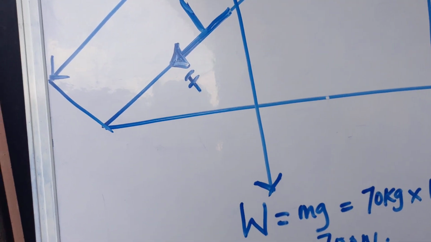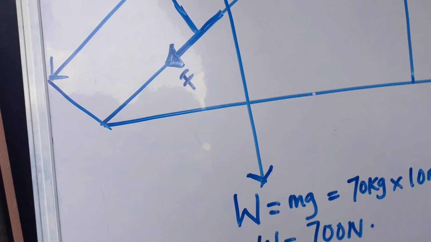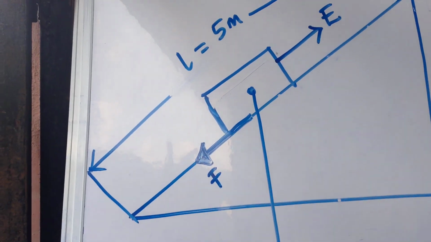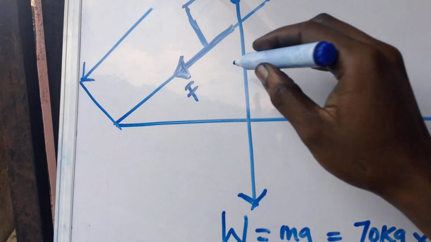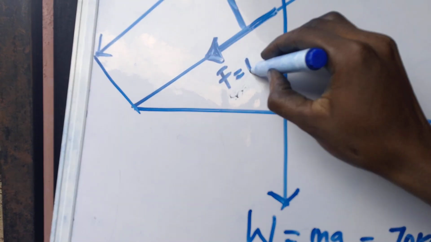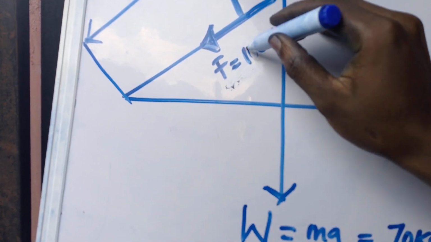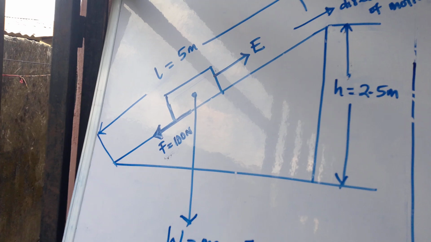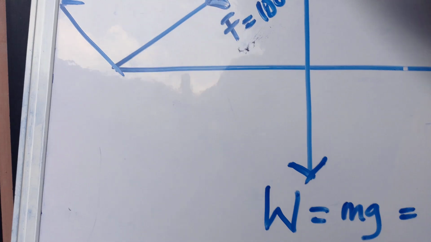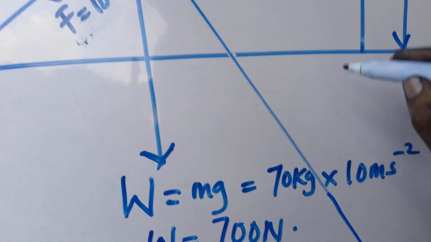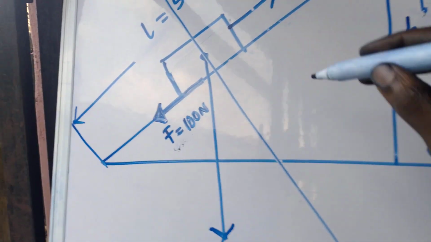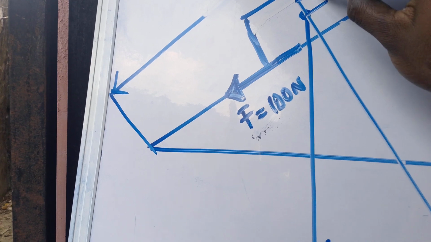Now we are told that the friction force is 100 Newton. It said the frictional force between the box and the plane is 100 Newton, so the friction force F is 100 Newton. Now, at this point, I'll have a normal reaction which will act at 90 degrees to this surface. So my normal reaction is R, at 90 degrees to the surface.